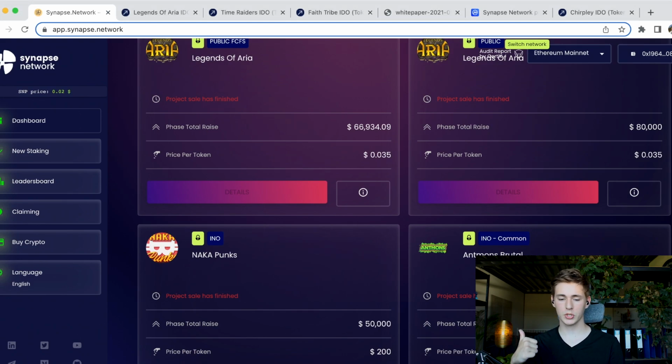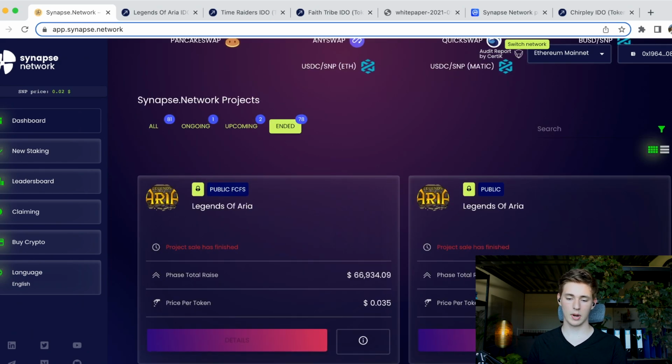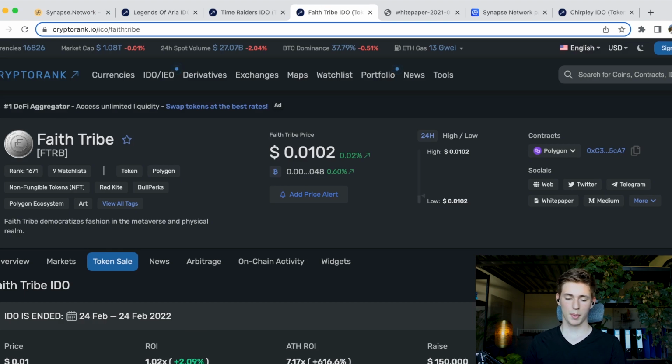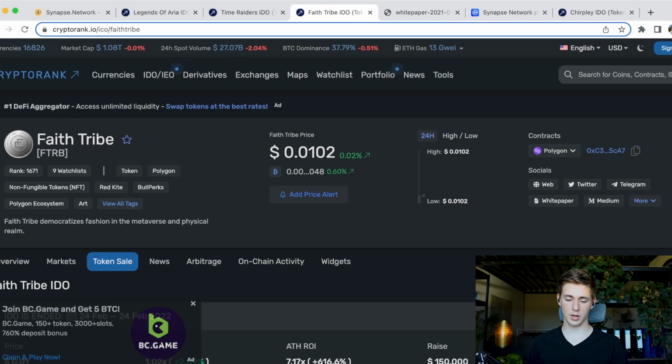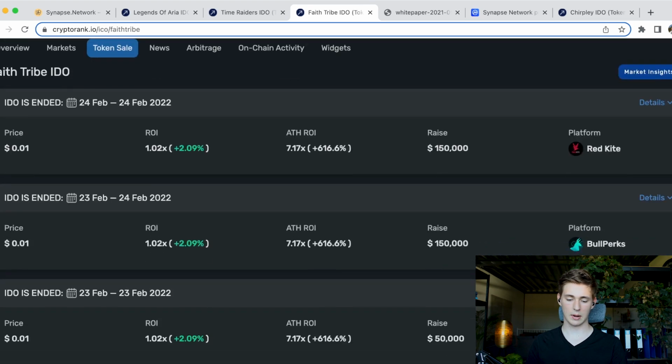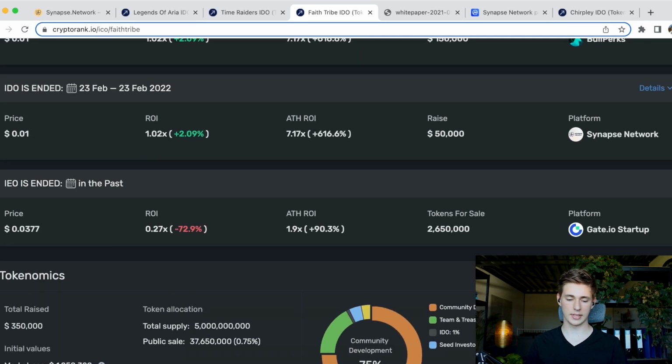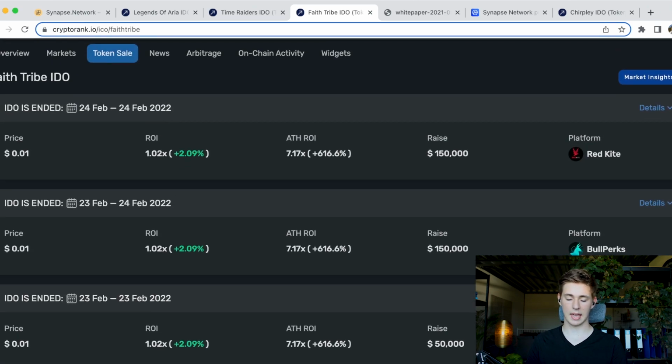So Chirply, very bullish on that. Legends of Aria, quite bullish on that as well. Again, Time Raiders wasn't a good IDO after all. But then we also have Faith Tribe, another IDO that has been done on this launchpad, and we can see here that the IEO has a minus 72%, but the public rounds did make a very small gain. Again, nothing major, but at least it didn't go into the minus, and it is currently at a plus. This happened in February, so this was already in the bear market. So nothing crazy, no crazy returns, but not a bad project either. So a bit of a neutral one.